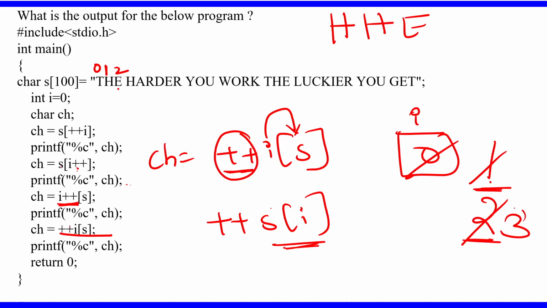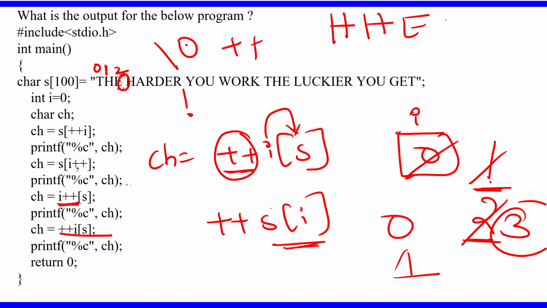So what is i value? 3. What is s of 3? 0, 1, 2, 3. So this is null. Here there is a null character, right? The null character ASCII value is 0. So ++ of that means it becomes 1. Sorry, I am printing %c here. So it is a null character there, and ++ of that means it is an exclamation mark. So this is the value HHE and exclamation mark. Why? Because the ASCII value at 1 is an exclamation mark, at 0 it is null.